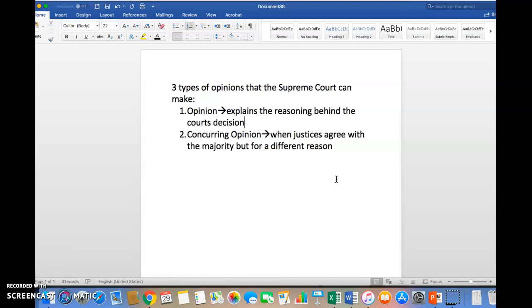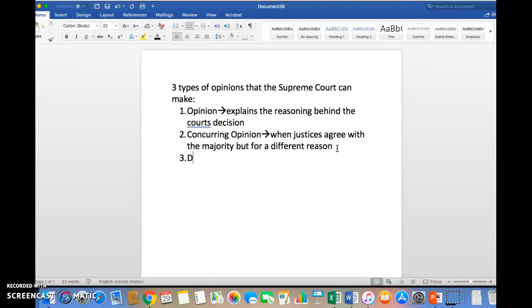The point that I'm trying to make is you all agreed that you wanted Italian food, but you agreed for different reasons. It's no different than what a concurring opinion is. A concurring opinion is when justices agree with the majority, but they have a different reason. And so one of the justices then will state what that reason is.